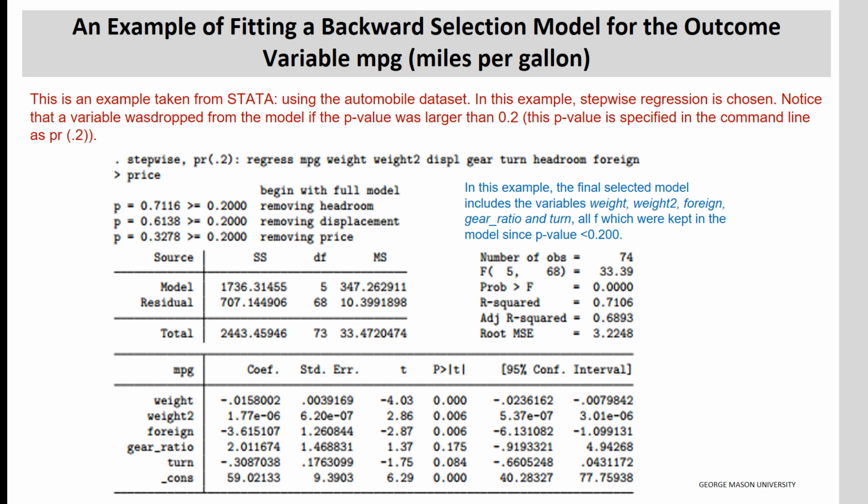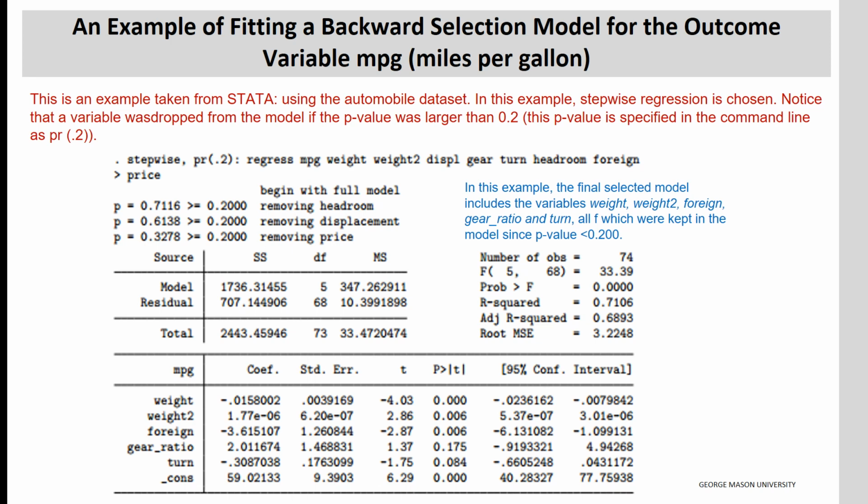This p-value is specified in the command line as PR parenthesis 0.2, and it is part of the first command line where stepwise is entered first, such that stepwise, comma, probability of 0.2 or less, colon, regress for regression, MPG is the dependent variable, followed by the independent variables of weight, weight 2, DISPL, gear, turn, headroom, foreign, and price.